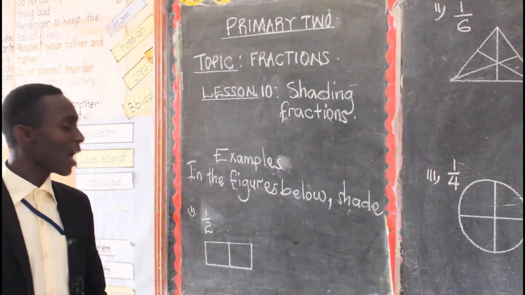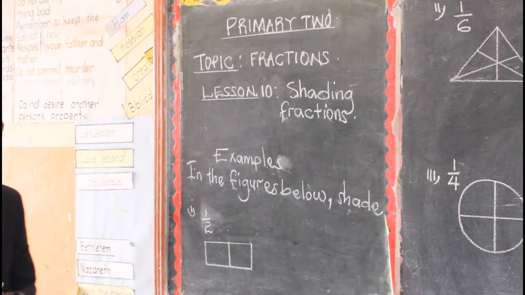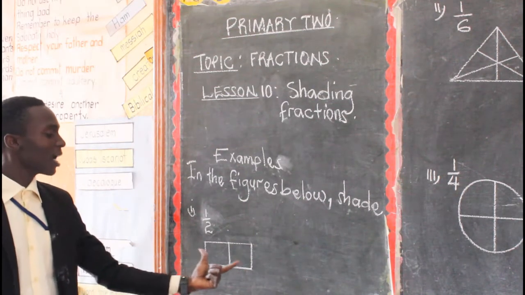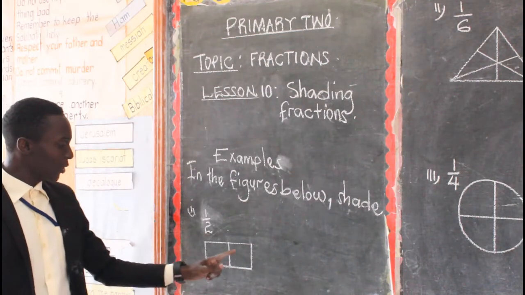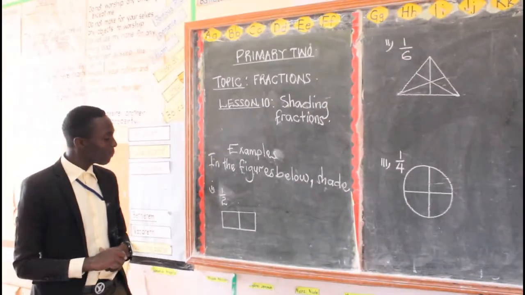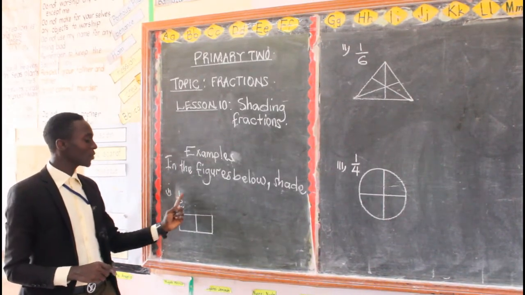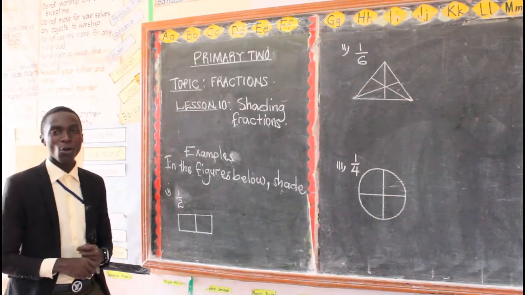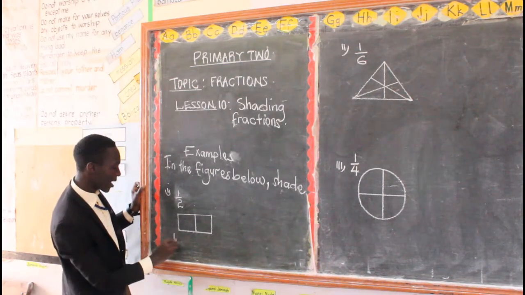Shade 1 out of 2. In the figures below, shade 1 out of 2. How are we going to shade 1 out of 2 here? How many parts, by the way? 1, 2. They are 2 parts. But we are told to shade 1 part out of 2 parts. So here we shade 1 part.